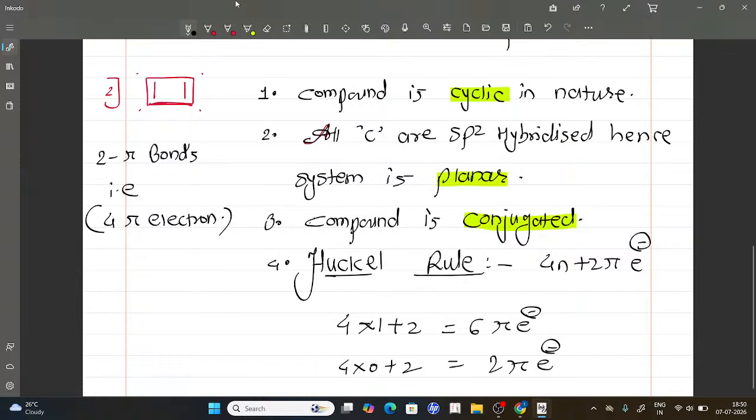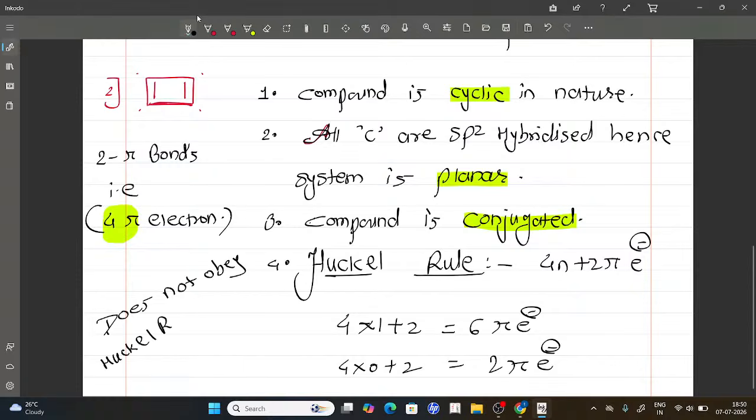Why? Because your system carries 4 pi electrons, right? But if you put n equal to 0 or 1, still you do not get the number 4. That's why we can say the compound does not obey Huckel's rule, hence it is a non-aromatic compound. This is a non-aromatic compound.